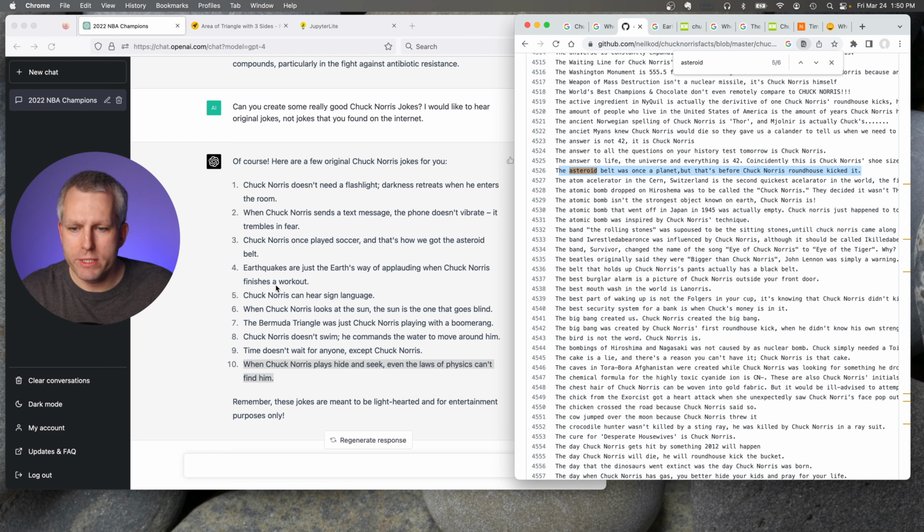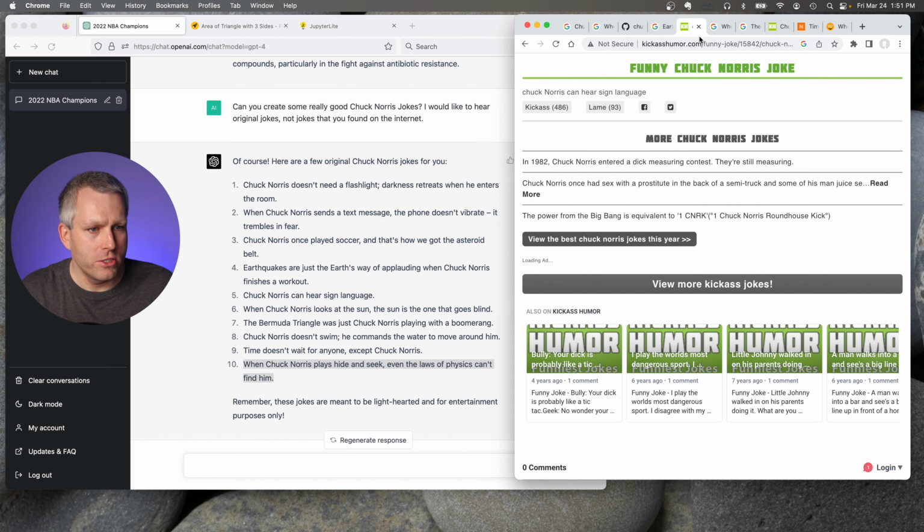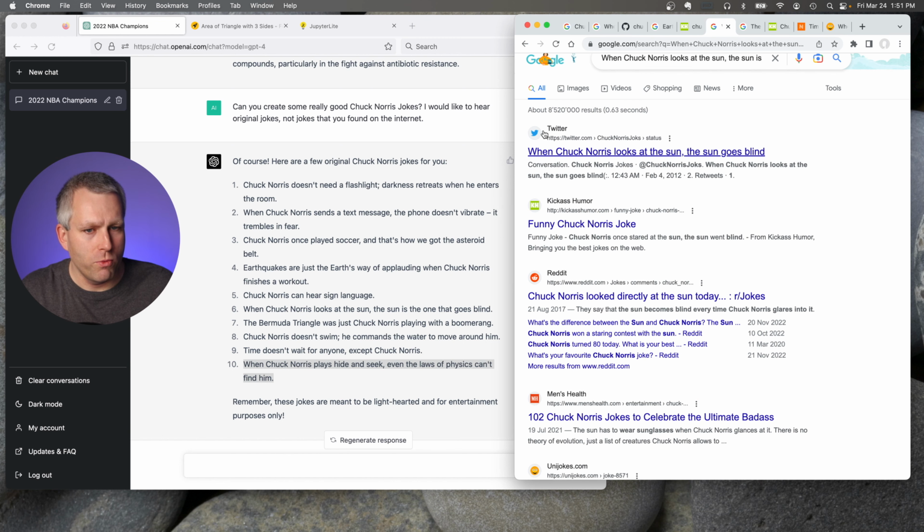So the fourth one is, earthquakes are just the Earth's way of applauding when Chuck Norris finishes a workout. I searched around, and even Google told me, it looks like there aren't any great matches for your search. So truly original joke, very impressive. The fifth one is Chuck Norris can hear sign language. That one is not original at all. I found it verbatim on the internet. The sixth one is, when Chuck Norris looks at the sun, the sun is the one that goes blind. Also, I found it word for word on Twitter and also some similar variations.